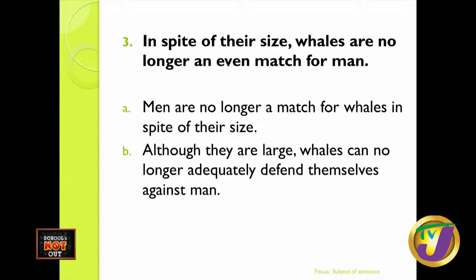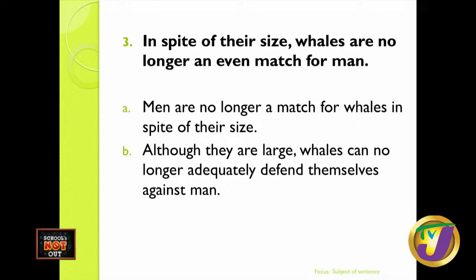What is the equivalent sentence? In A, what's the subject? We have men functioning as the subject, right? In B, what's the subject? Whales. Does that give you a hint about what the answer is? Yes, B is the answer. You are correct.